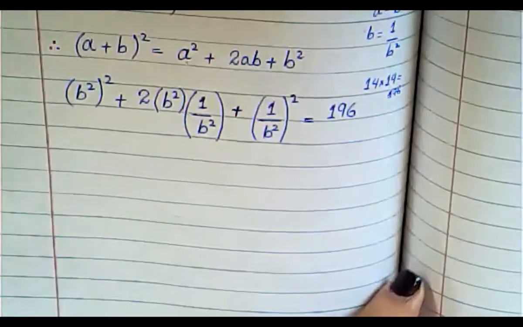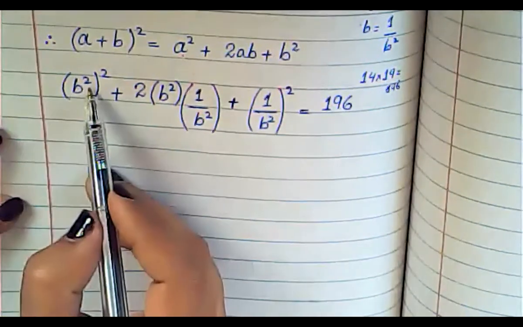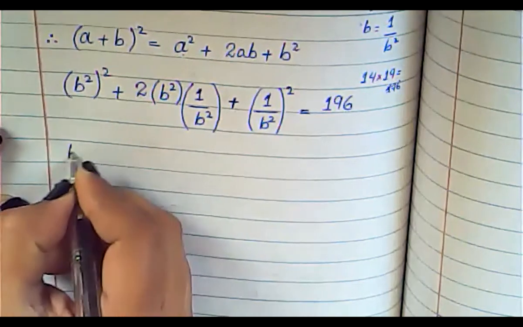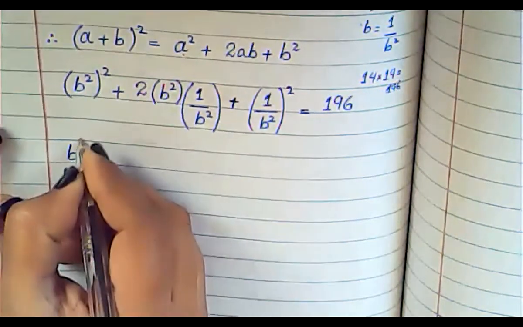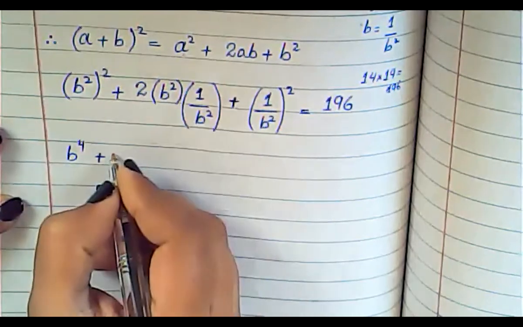What will you do here? Look at this one. Here you have power to the power, so power to the power will be multiplied. Simply you will write here b, 2 multiplied by 2 will be 4. Then plus, then you will write here 2.